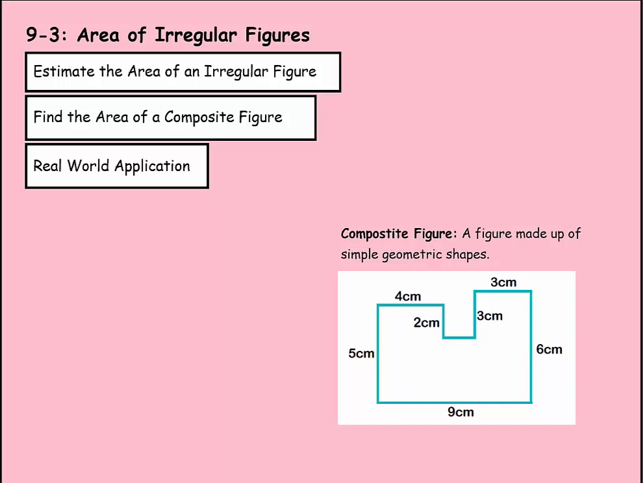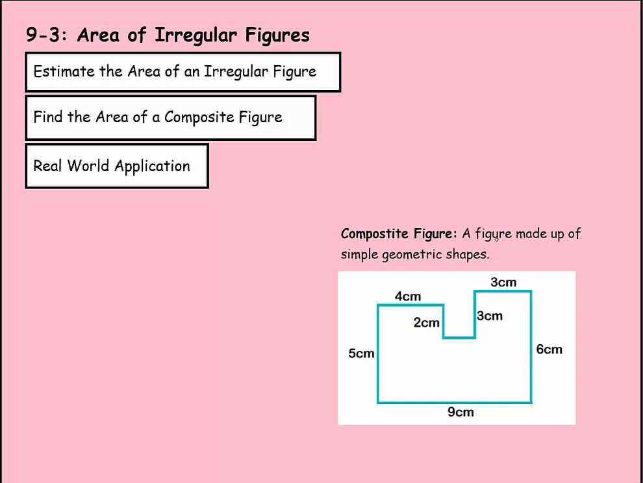We're on lesson 3 of chapter 9, which is the area of irregular figures. First, we're going to estimate the area of an irregular figure. Then we're going to find the area of a composite figure. Then we're going to solve a real-world application. The vocab word for this section is a composite figure, which could also be an irregular figure.